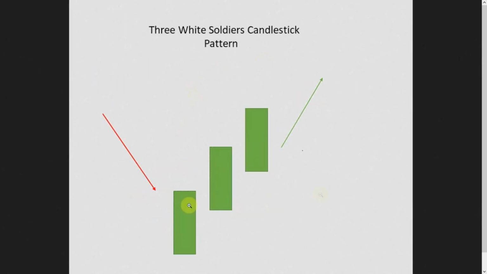The three white soldiers is a multiple candlestick pattern that is formed after a downtrend, indicating a bullish reversal. These candlestick charts are made of three long bullish bodies which do not have long shadows and open within the real body of the previous candle in the pattern.